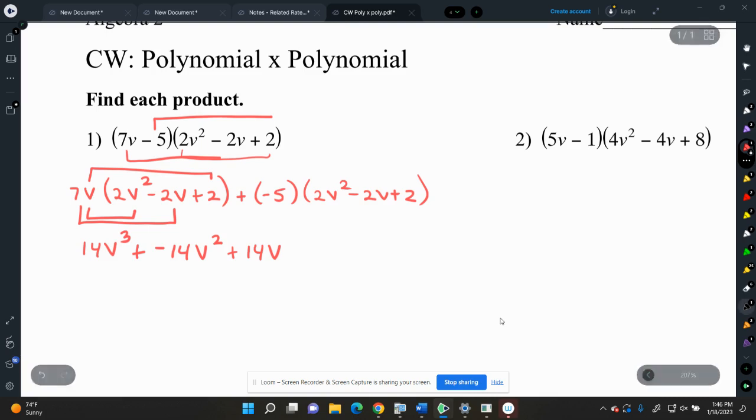Moving over to the next parenthesis, negative 5 times 2v squared. What's that give me? Negative 10v squared. Okay, now here's a little secret that I use.